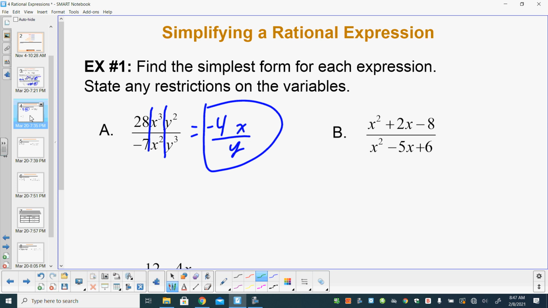So a trinomial factors into what? Good. The leading term of X. Right. So on the top one, what multiply to negative 8 but add to 2? Negative 2 and positive 4. What multiply to 6 and add to negative 5? Perfect. All right, then what do I do? Therefore, what's my answer?